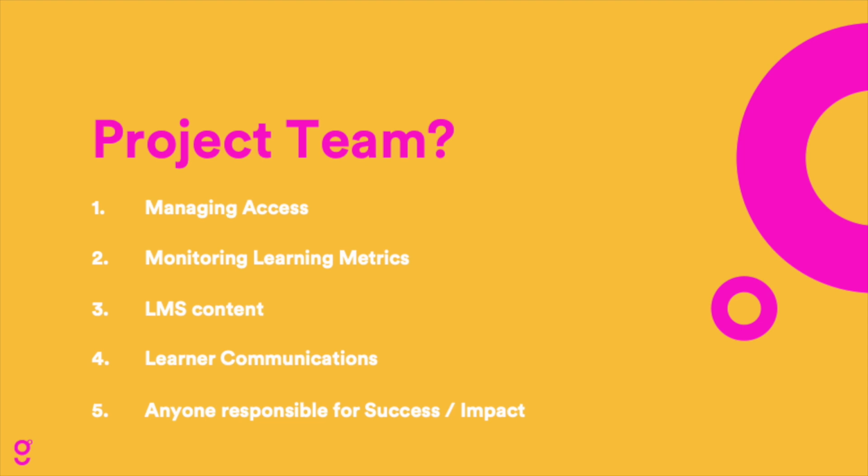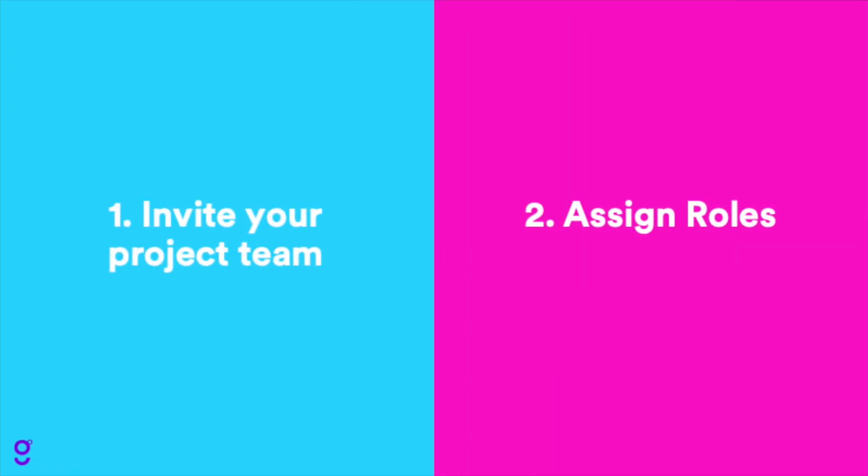Enabling project team access is conducted by the lead admin, and it is a two-stage process. Number 1, invite your project team to the GoodHabitz website. Number 2, assign them the appropriate roles.